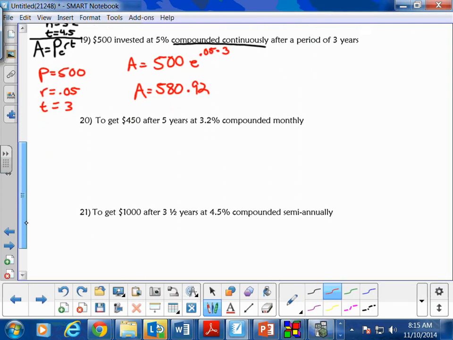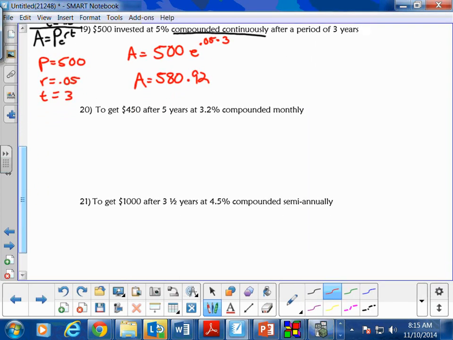Now let's go ahead and do these to get $450 after 5 years at 3.2 compounded monthly. With this one, it's a little different because you want to get 450, so that means we don't know what P is. We know what A is. So this is what the formula is going to look like. We're going to use that other formula because you see how it says compounded monthly.